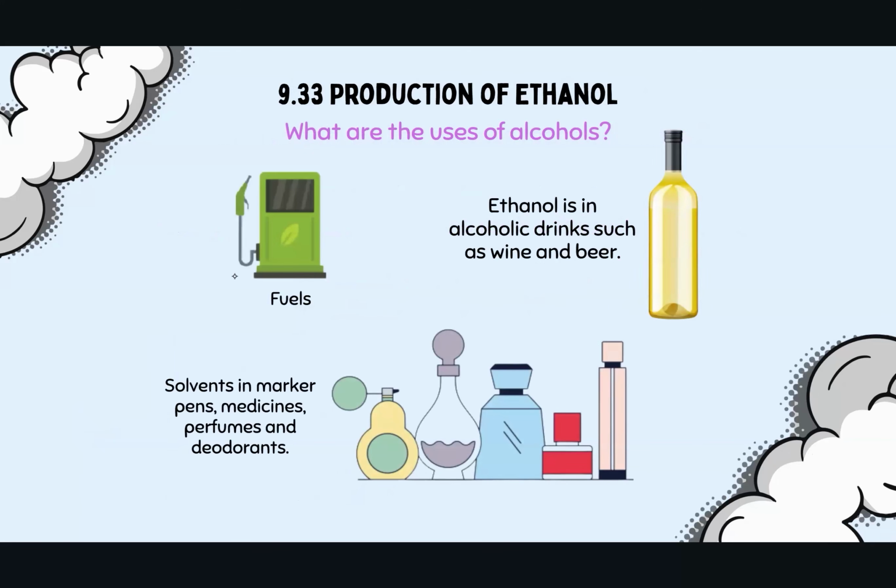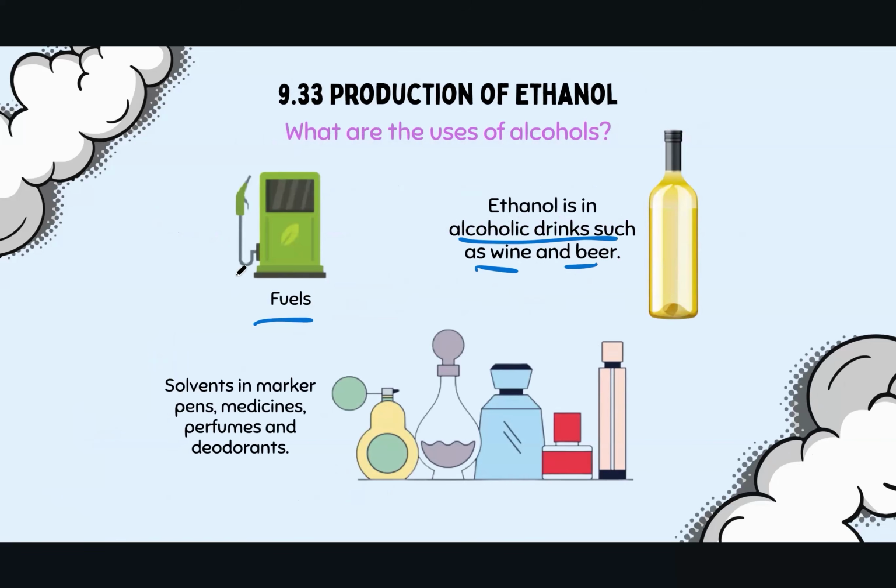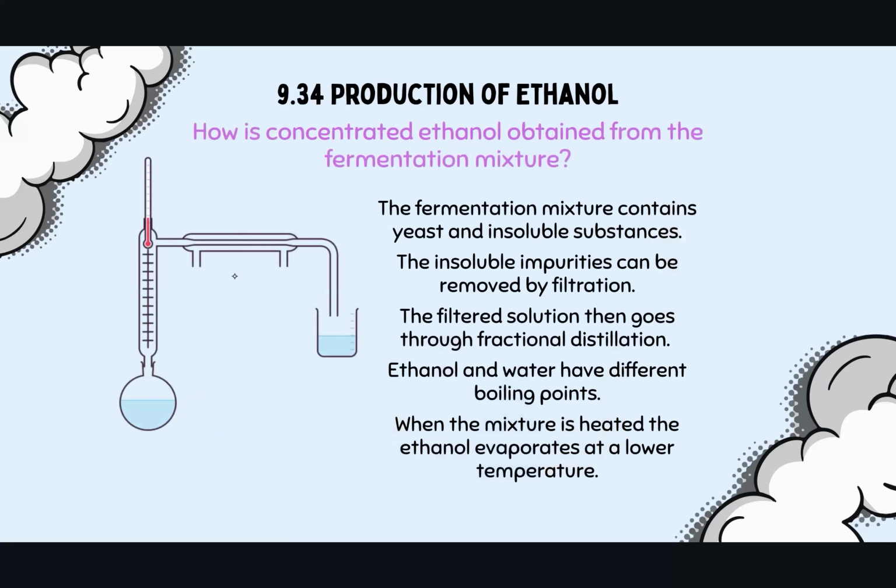Now, what are the uses of alcohols? Ethanol is in alcoholic drinks, like wine and beer, but it can be used for fuels. It can be used as a solvent. If something doesn't dissolve in water, it can instead be dissolved in alcohol. When you're doing chromatography, you can use ethanol instead of water if you've got a solute that won't move up the chromatography paper. Solvents are used in markers, pens, medicines, perfumes, and deodorants. So how is concentrated ethanol obtained from a fermentation mixture?